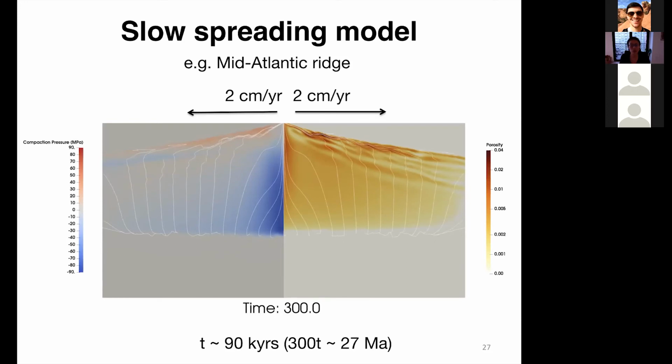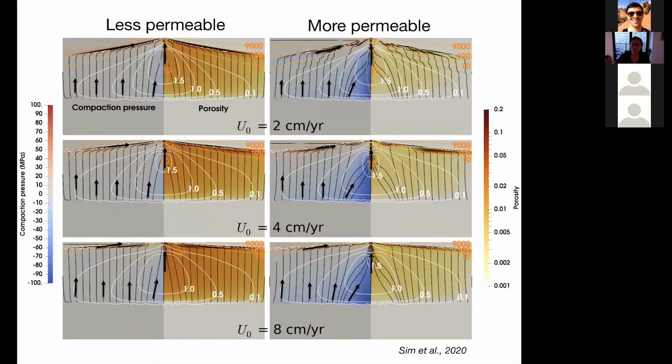So that was 27 million years. Okay, so this is a snapshot of some of the models that I did to try to understand how permeability and spreading rate actually affects melt focusing. On the left panel, you have the less permeable cases, and on the right, you have the more permeable cases. And going down the rows, you have increasing half spreading rates.